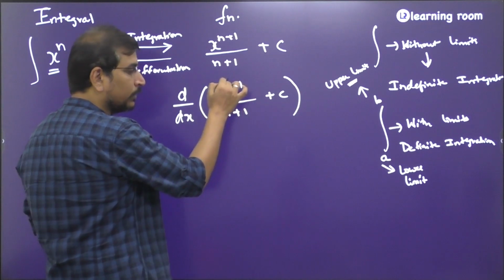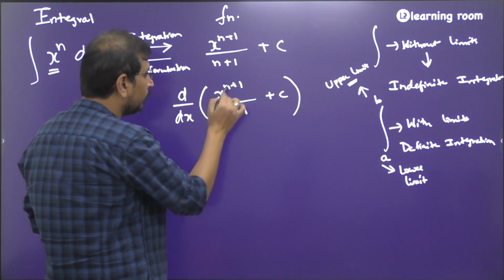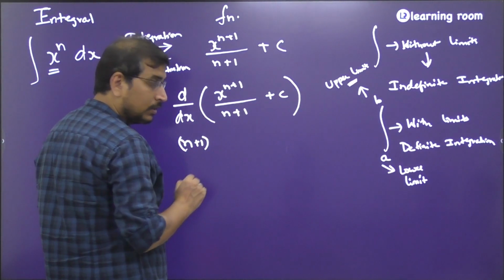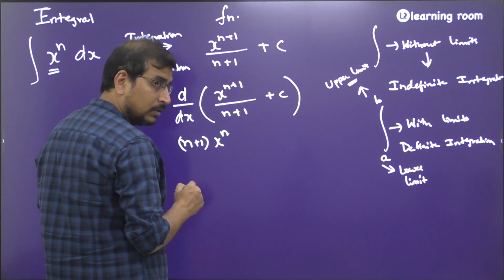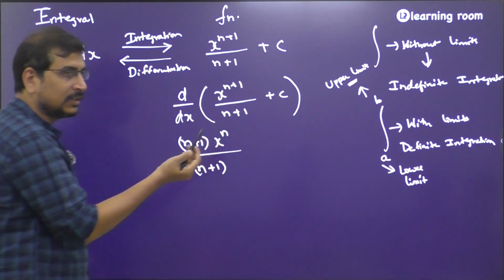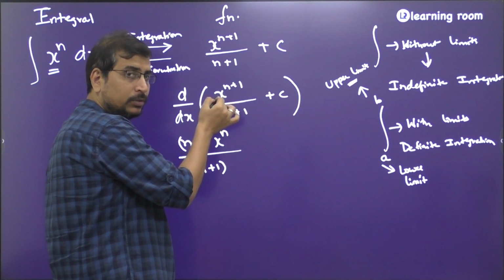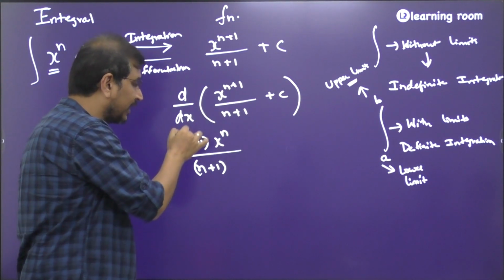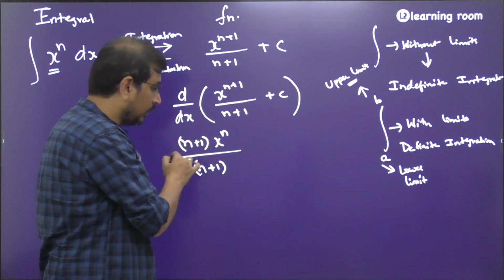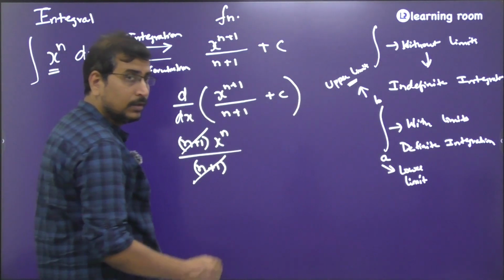So this is one function, this is another function, right? So what will I get? Derivative of x power n plus 1 by n plus 1 is going to be n plus 1 into x power n the whole divided by n plus 1, because n plus 1 is a constant. So what should I differentiate? Only x power n plus 1. So derivative of x power n plus 1 is n plus 1 into x power, reduce the power by 1, x power n the whole divided by this n plus 1. n plus 1 and n plus 1 will get cancelled.